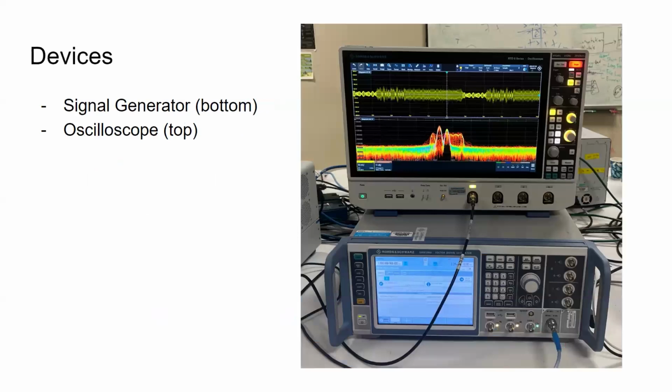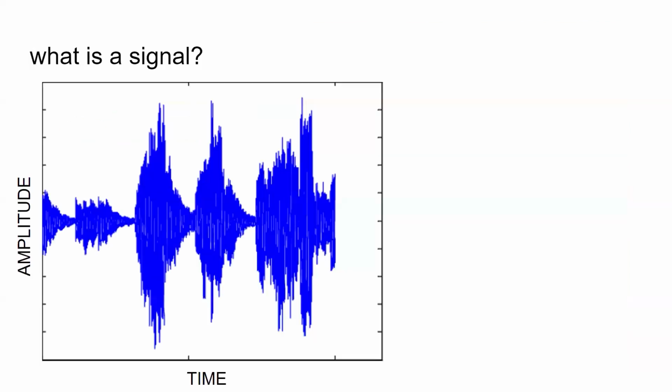Okay, so first, the devices that we used. On the bottom there, we have the signal generator, and how it works is on my personal computer, I have Python code, and using that Python code, I can write a waveform file, which, if you think about it, is kind of like an audio file. But anyways, I upload that to the machine, and it sends that to the oscilloscope, which then I can download the data to analyze. So first of all, what is a signal?